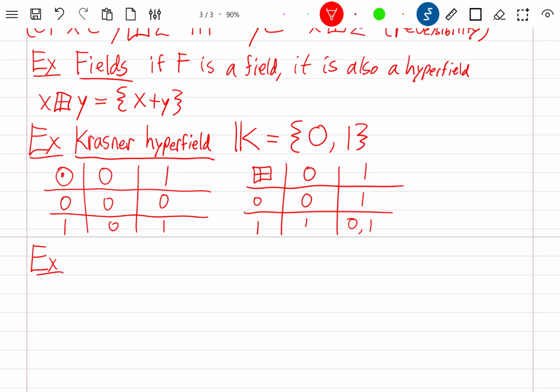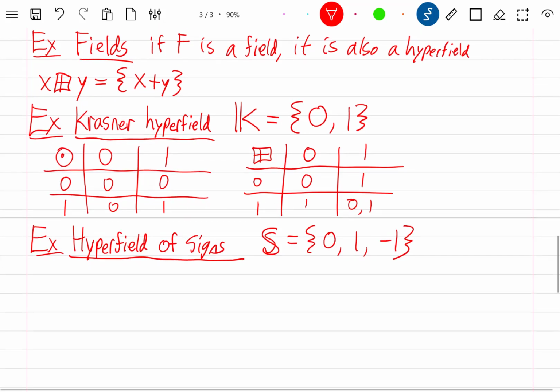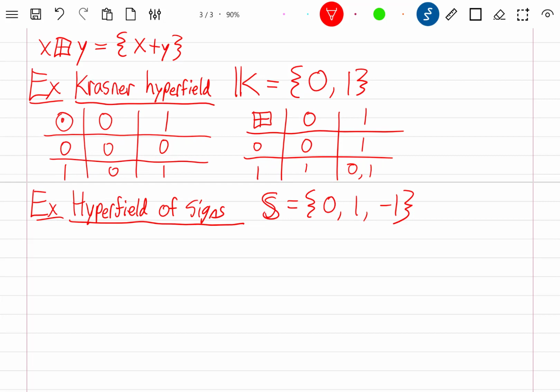Let me give you another example. This is called the hyperfield of signs, and I denote this with a black bold S. This has three elements: 0, 1, and negative 1. The way I like to explain the hyperfield of signs is, well, it has this word sign here. So this should make you think of the sign of a number. Is it positive, is it negative, or is it 0?